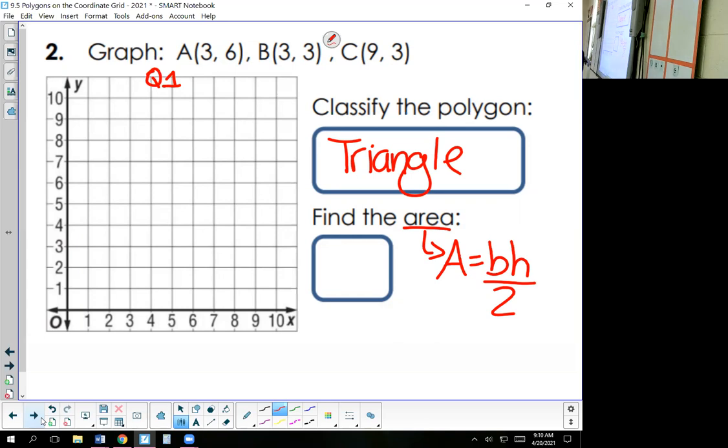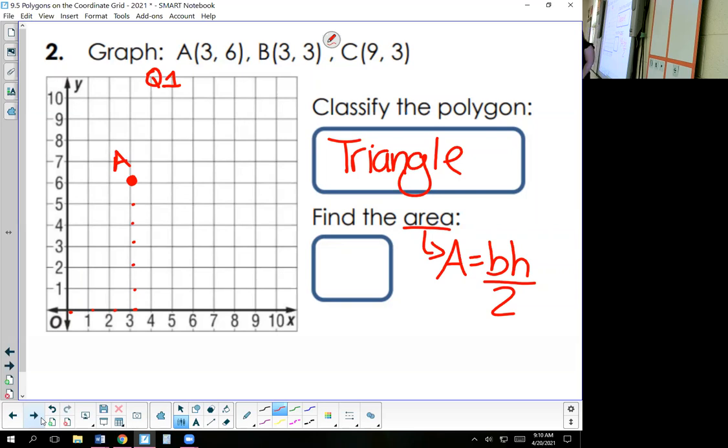Okay, so let's plot these points real quick here. This should be very familiar to you. This is nothing new. You start at the origin, or 0, 0. We go forwards or backwards, up or down. So you go forwards 1, 2, 3, up 6: 1, 2, 3, 4, 5, 6.